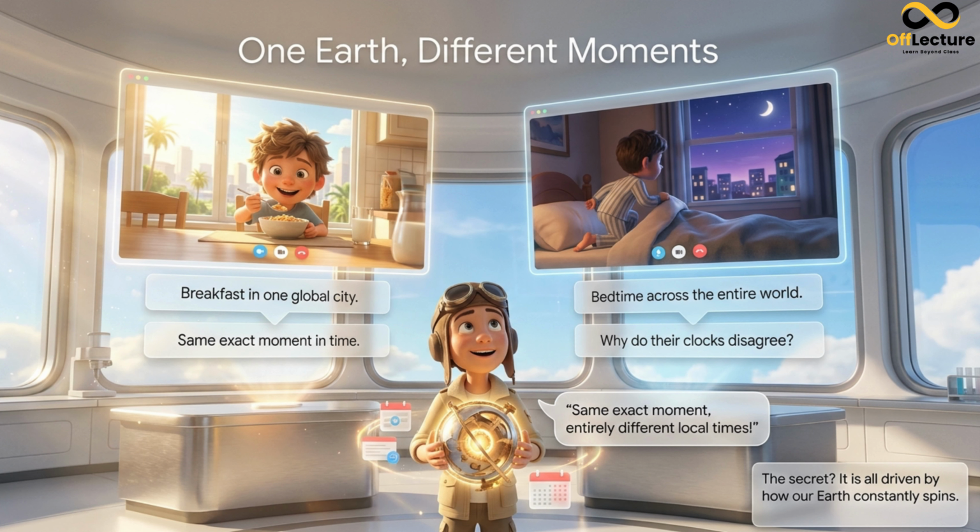One Earth, different moments. Think about a single moment. While you are enjoying breakfast in one global city, someone across the world is heading to bedtime. Why do their clocks disagree when it is the exact same moment in time? This secret is entirely driven by how our Earth constantly spins, creating entirely different local times.